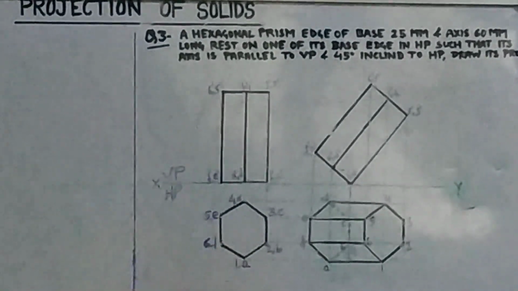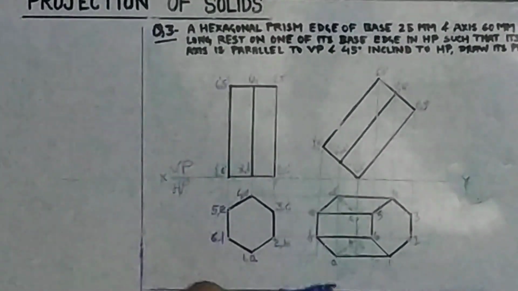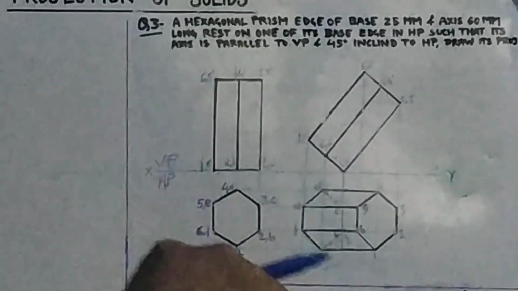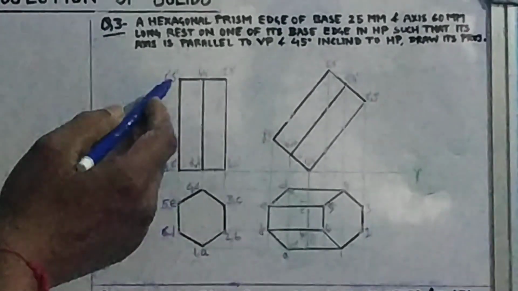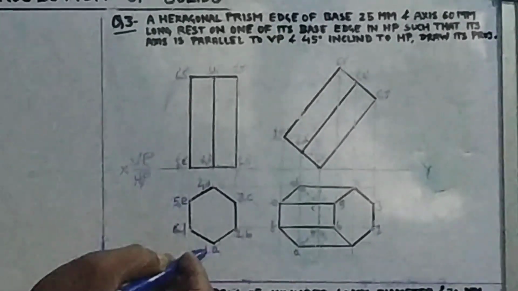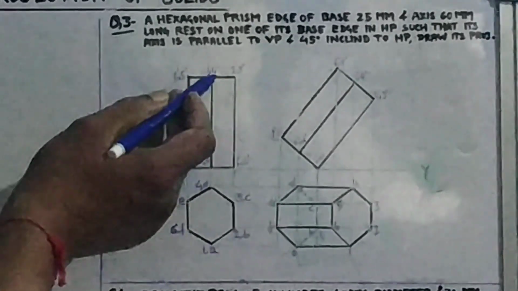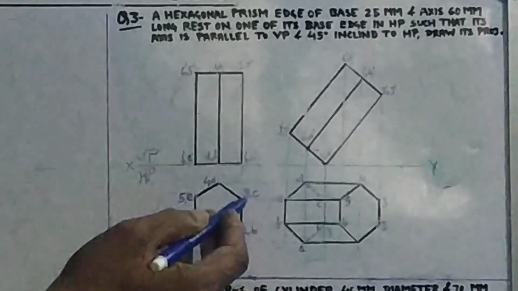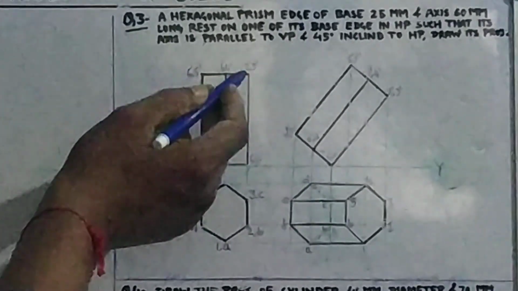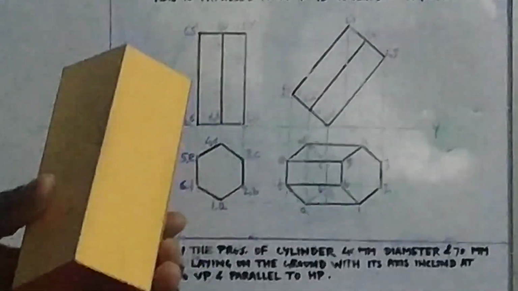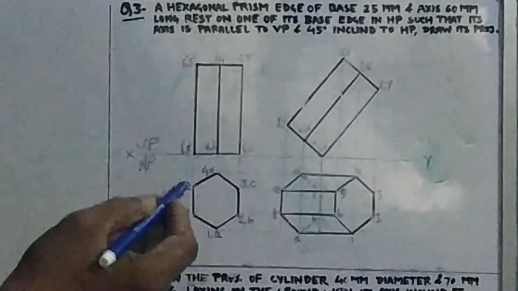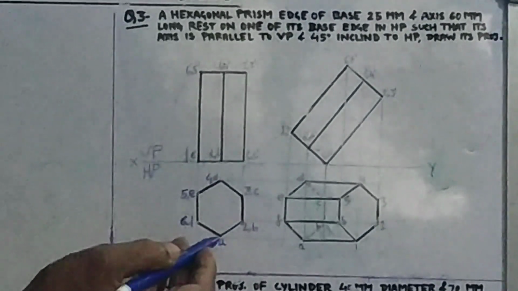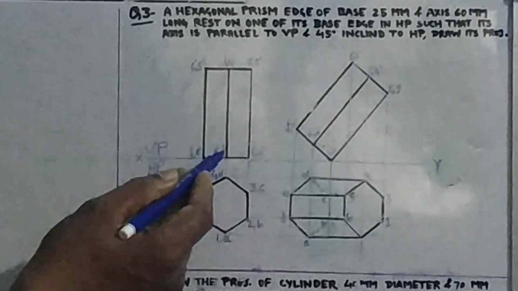We already know the upper corners are 1, 2, 3, 4, 5, 6. Here it is 6 and 5, here it is 1 and 4, and here it is 2 and 3. And the bottom base corners are known as A, B, C, D, E, F. This is what I have written here. This is F and E, and this is A and D.